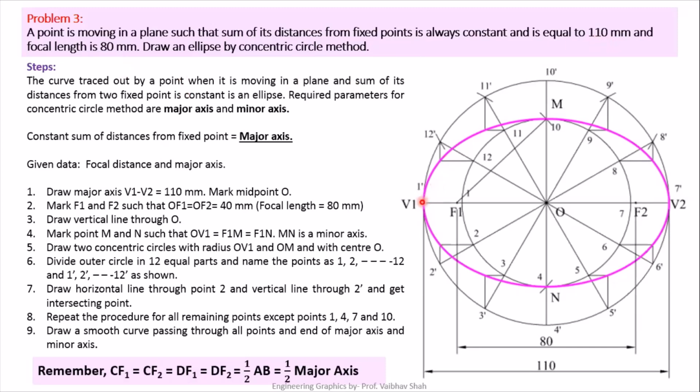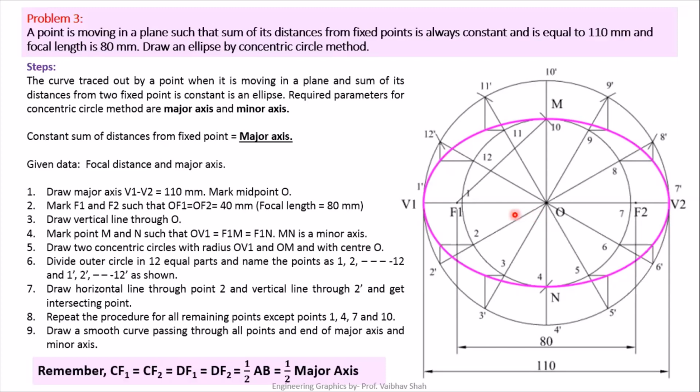So first of all, we will be drawing the major axis as a horizontal line and we will define the points V1 and V2. This is the major axis of 110 mm. After that, identify the center point and locate your focal points 40 mm on the left hand side and 40 mm on the right hand side as F1 and F2. So the total distance between these two focal points would now be 80 mm.